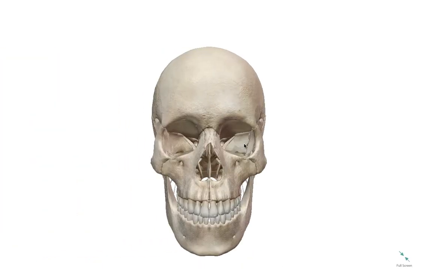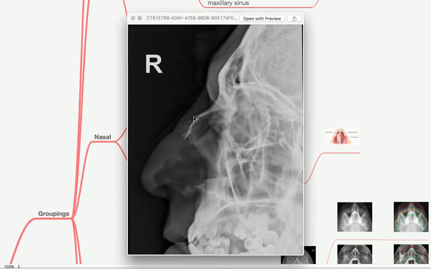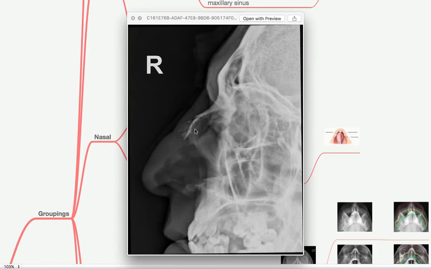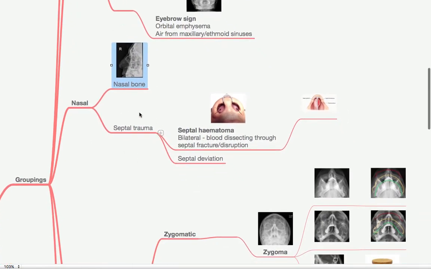Okay, so we've done the frontal bone, we've done the orbits, now we're doing the nasal area. So the nasal bone, just to say, you can get a nasal fracture. You can see here's a bit of a comminuted fracture, 1, 2, maybe 3 points of fracture on this person's nasal bone. No real indication to do an X-ray if you're just suspecting a nasal bone fracture. Perhaps more important to say is that you can have septal trauma.